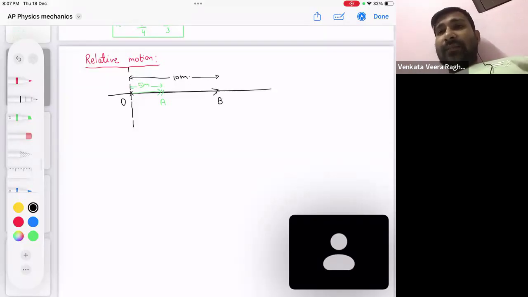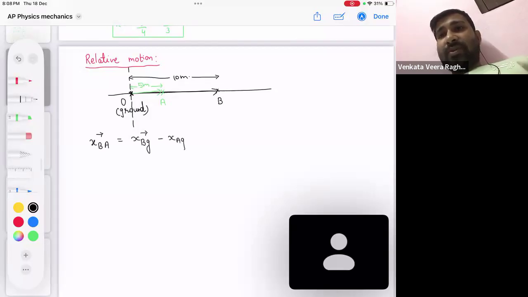So that means, can I say O is a stationary observer? And generally, the stationary observer is called the observer attached to the ground. Whenever I write a stationary observer, we will take the ground as the stationary observer. Or by default, if nothing is mentioned in the question, we can take the observer to be the ground observer. So can we say one thing? Position of B with respect to A, will it be equal to position of B with respect to ground minus position of A with respect to ground? Please tell.